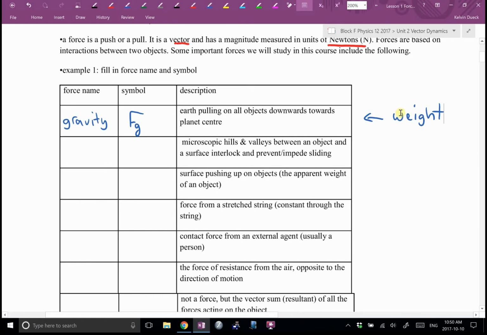Who remembers, what did we call the force that could be described as microscopic hills and valleys between an object and a surface that interlock and prevent or impede sliding? Okay. And this is one of the few times where I write an extra letter. Oh, by the way, these are technically vectors, so I should put a vector symbol above all of these, shouldn't I? Most textbooks will call it F and then a subscripted F. I don't know why, but for years I've put FR, and it's one of the few times where I'll actually write one more letter than required, but it's part of me, so it's never going to vanish.